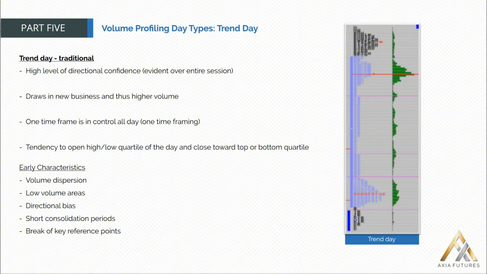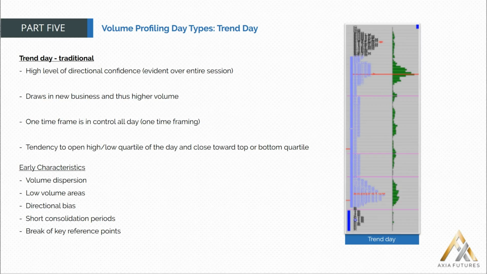Now, what's important to note about a trend day, a traditional trend day, is what are the early characteristics. Just like we spoke about some of the early characteristics with the normal day, the neutral day, and the normal variation, we have characteristics for the trend day. Now, some of the characteristics is volume dispersion. This is how volume is dispersed over various prices. As you can see in the example, it tends to be dispersed over a varying number of prices, and this is very, very characteristic of a trend day.